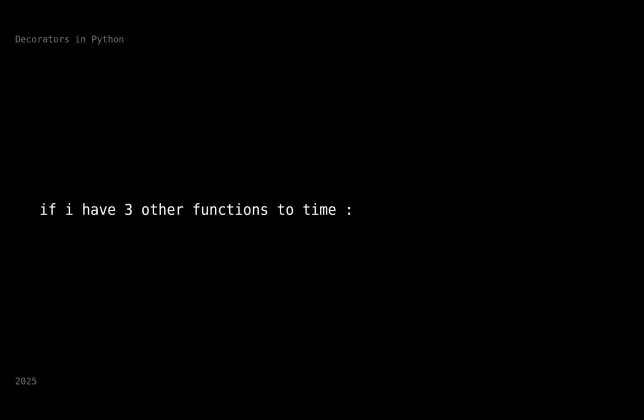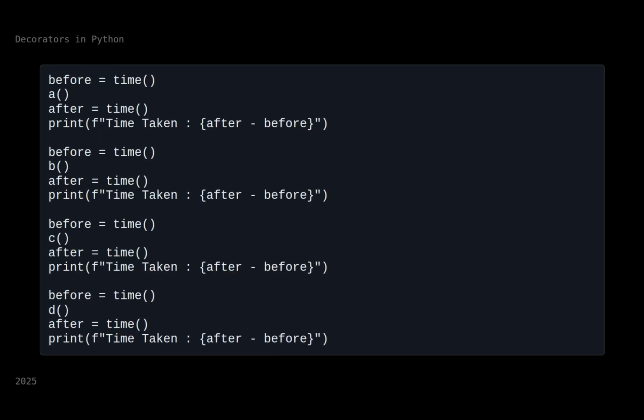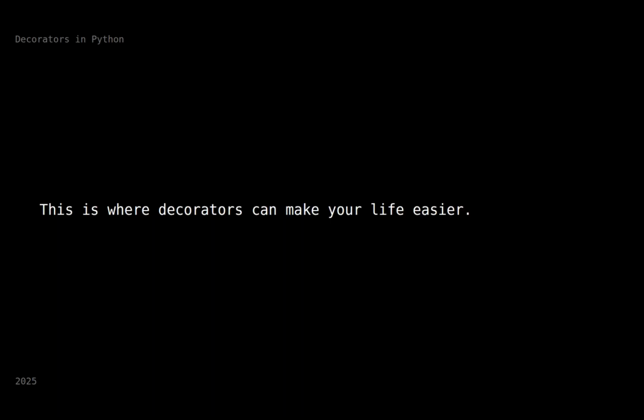Say you have a couple more functions. If I have three more functions, I've got four functions here: A, B, C, and D. All I'd have to do is time it before I run the function, time it after I run the function, and just print the difference. Although this seems like an easy solution, if you look at the code, this looks kind of bad. And this is where decorators come and make life a lot easier.